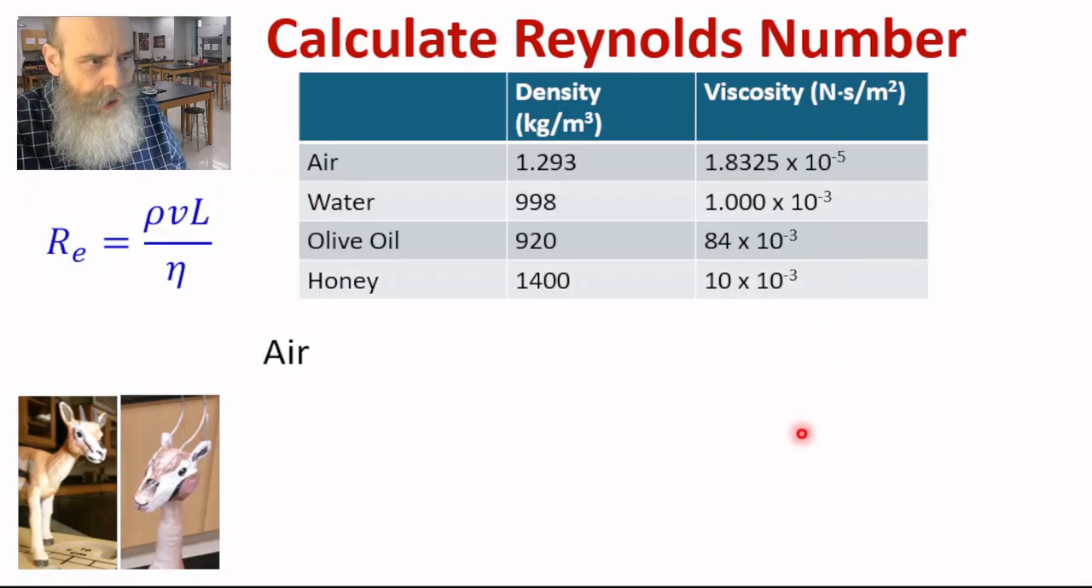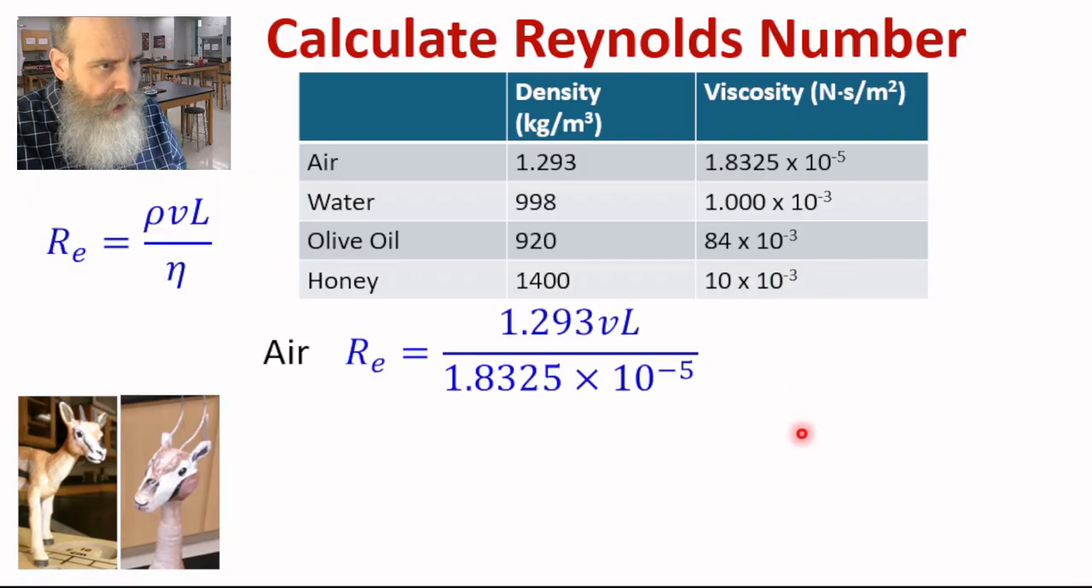Let's look at the case of air. Reynolds number could be written like this. We have the density of air, 1.293, times V times L, divided by the viscosity of air, 1.8325 times 10 to the negative 5. And this becomes 70559 times V times L. Note that when V increases and when L increases, we are more likely to have inertial drag.